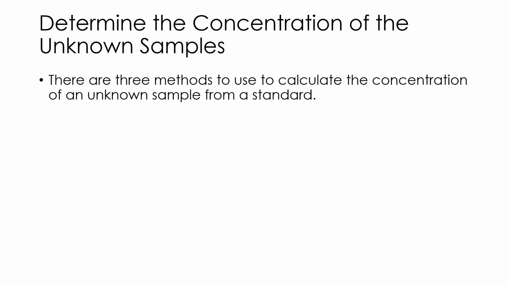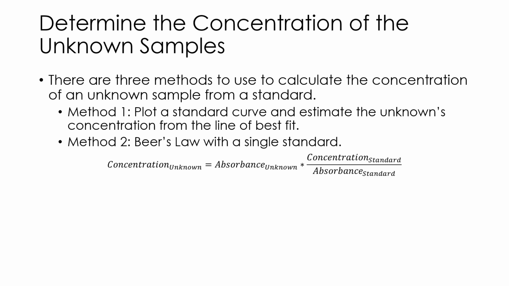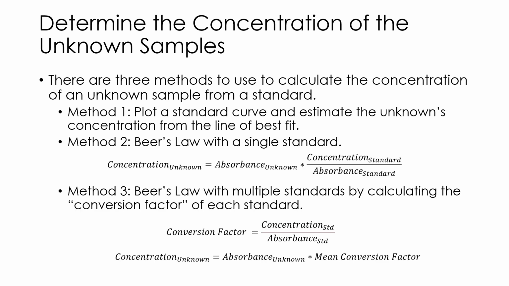There are 3 methods we can use to calculate the concentration of an unknown sample from a standard or a set of standards. We will discuss each method in more detail on subsequent slides. Method 1 relies on plotting a standard curve and determining the concentration of the unknown from the line of best fit. Method 2 is based on Beer's law using a single standard. And method 3 is also based on Beer's law, but it utilizes a set of standards and their absorbance and concentration to generate a conversion factor for each standard. The conversion factors for each standard are averaged together and the mean conversion factor is used to determine the concentration of the unknown.